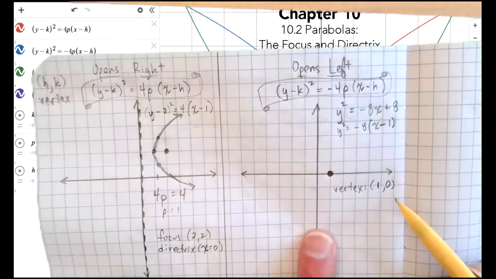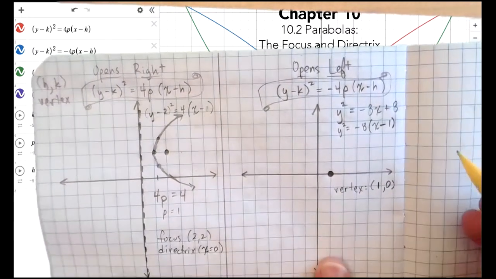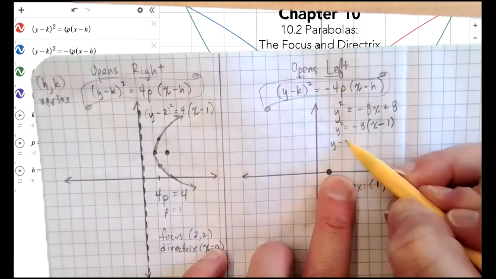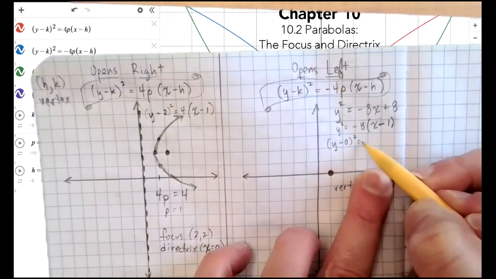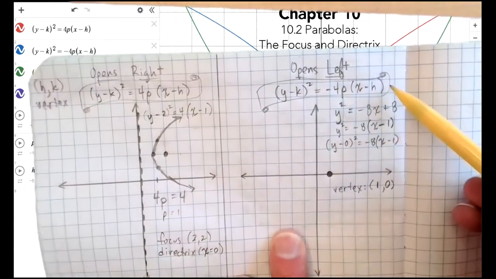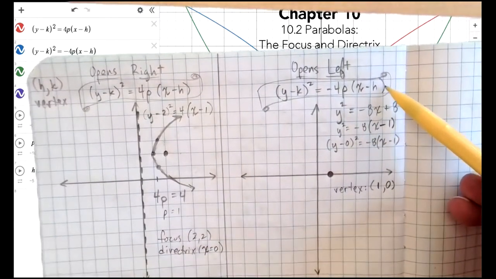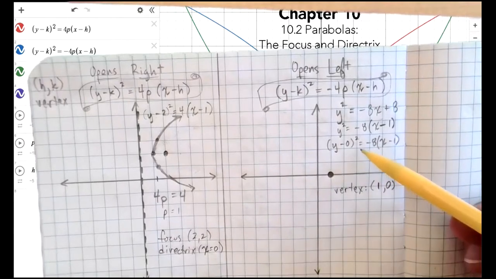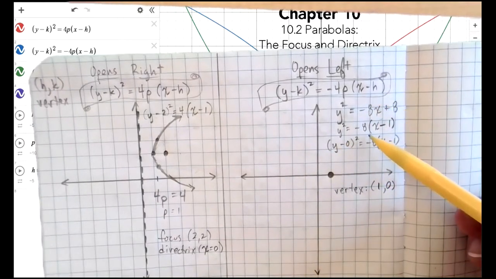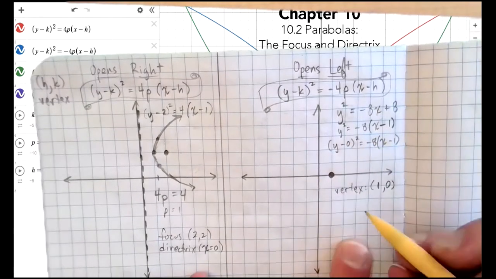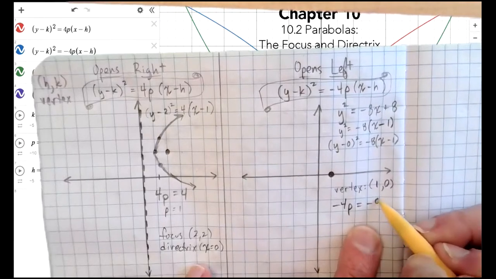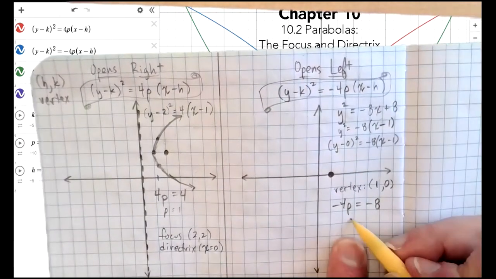That's the vertex. What's the p-value? Now that we got this, in fact, you could change this to y minus 0, the quantity squared, if you were really into making this look like that, and I am, so there we go. What's the p-value? So we're comparing what we have to the formula. You see how the p-value is just kind of sitting out there? So we have negative 4p equals negative 8. p equals 2. Oh, that sounds familiar.